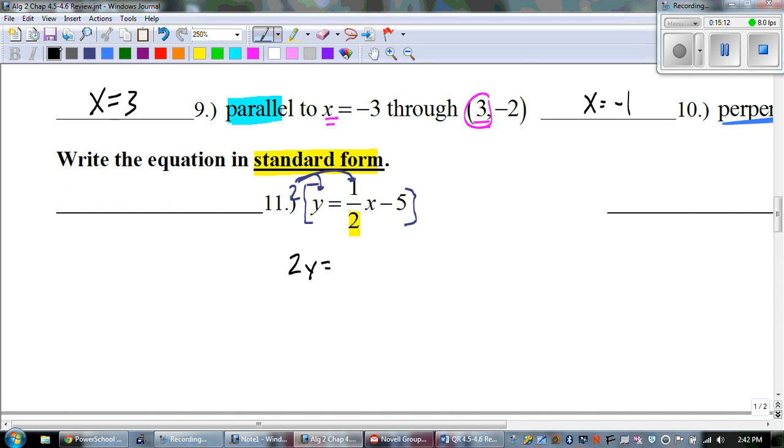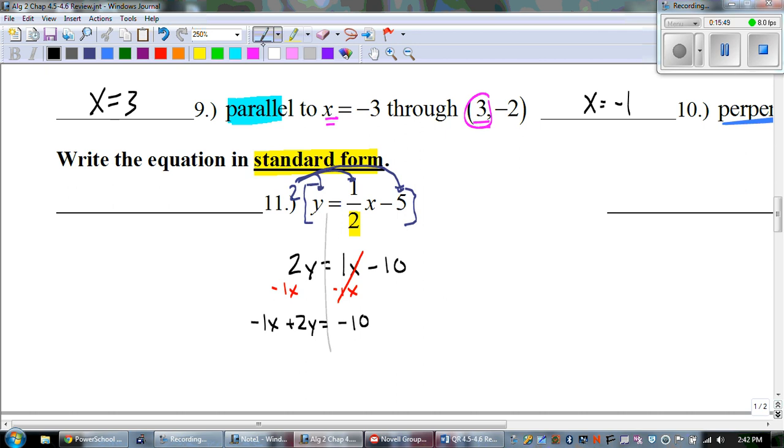2 times 1/2, well, half of 2 is 1, so we get 1x. And then remember, we have to multiply everything. -5 times 2 is -10. Okay? Now, the y isn't by itself yet. So what I'm going to do is subtract the x to the other side. I have a -1x plus 2y equals -10.